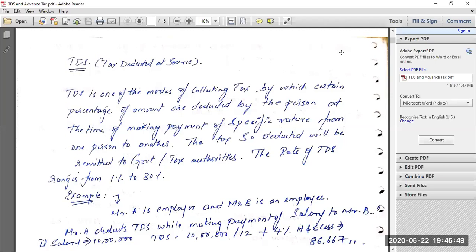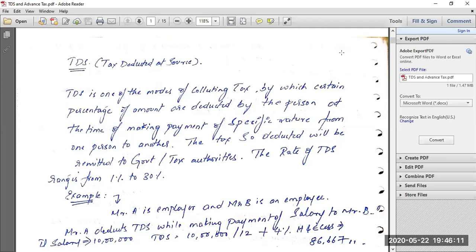The full form of TDS stands for tax deducted at source. This TDS is also one of the forms of direct taxes. It is one of the modes of collecting tax, by which a certain percentage of the amount is deducted by the person at the time of making payment of a specific nature from one person to another. So basically, TDS is called tax deducted at source.